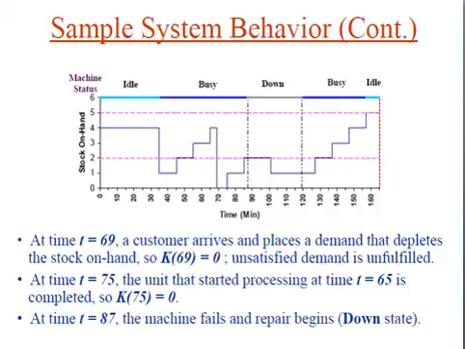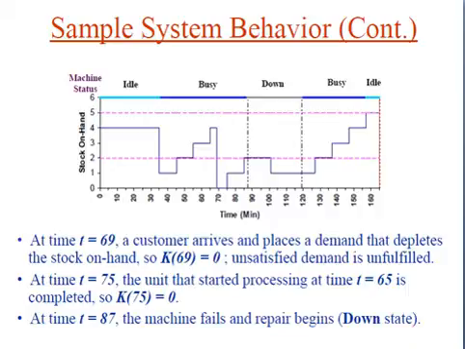Okay, so at time t is 87, right? The machine fails, and because it failed, we need to do the repairing. And at this particular stage, the state of the system, or state of the machine, is down. The repair activity is completed at time t is equal to 190, and the machine status changes to busy.